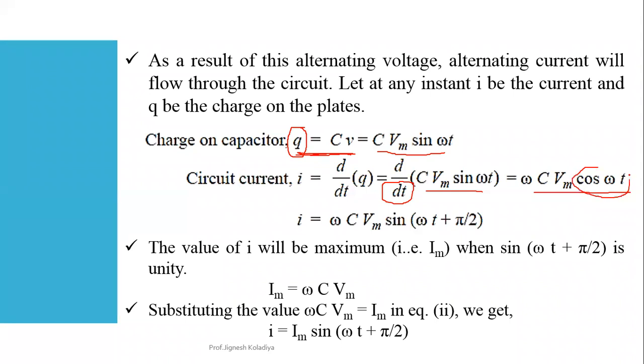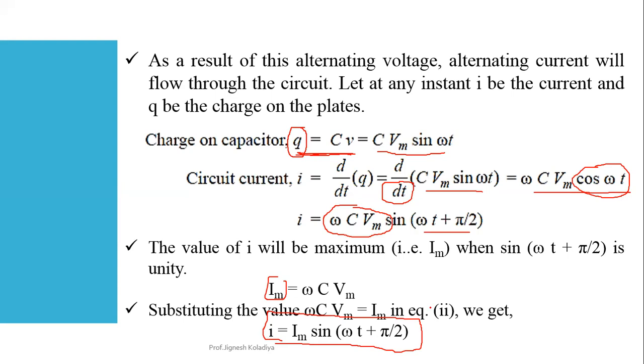Now convert the equation into sine form because I have to compare it with the voltage. You can write cos omega t as sine of omega t plus pi by 2. So my current is I equal to omega C Vm sine omega t plus pi by 2, and this omega C Vm is Im. So my current equation is I equal to Im sine omega t plus pi by 2.